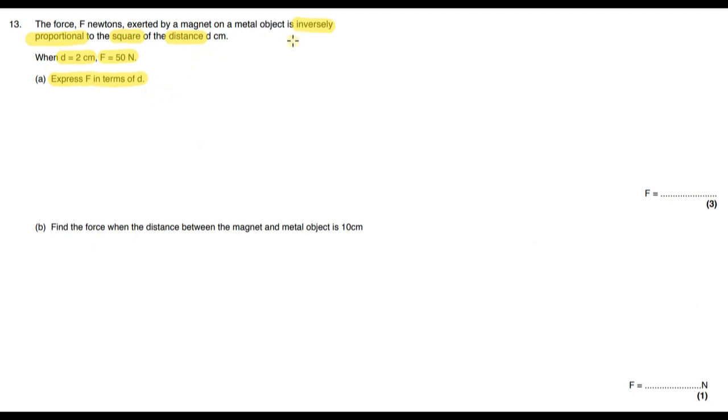Now we're told what the relationship is between F and d. We're told that the force is inversely proportional to, so this just means proportional. So this little symbol here means proportional.